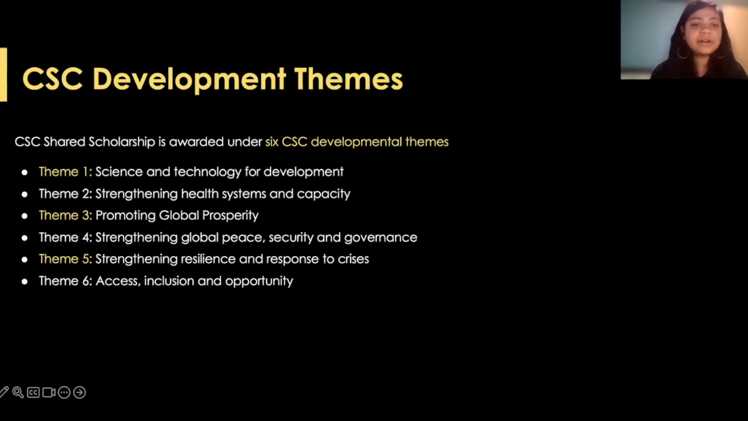Thoroughly check out the big database that Commonwealth releases every time, which tells you that this course is under this specific theme, right? Let's say there's a course on economic development, maybe it will fall under global prosperity. For another university, it could also fall under access, inclusion, and opportunity, and things like that. So, definitely check the entire database out when it comes to these developmental themes.